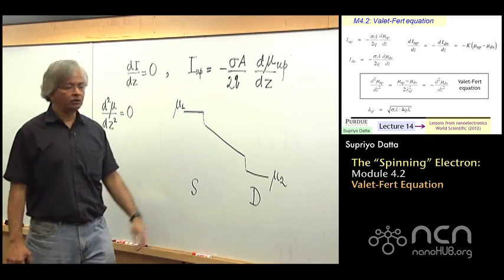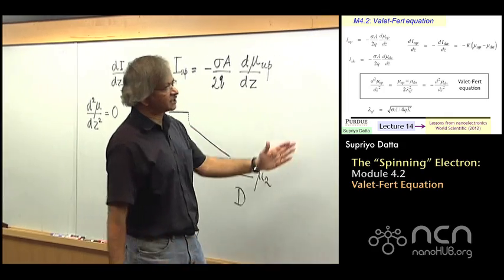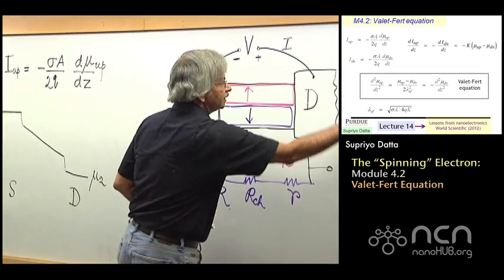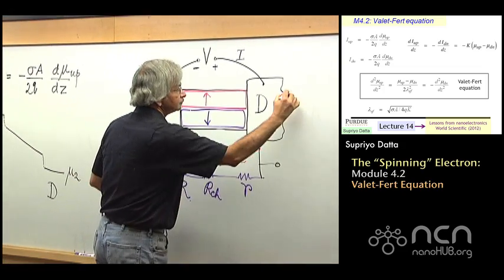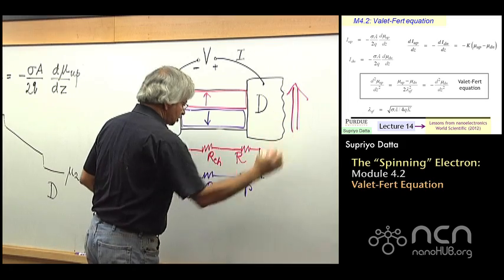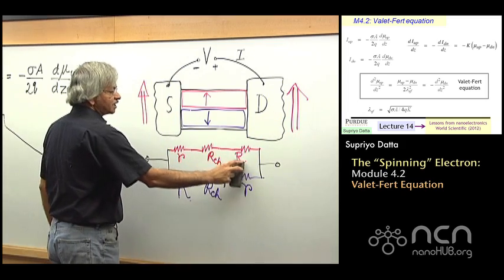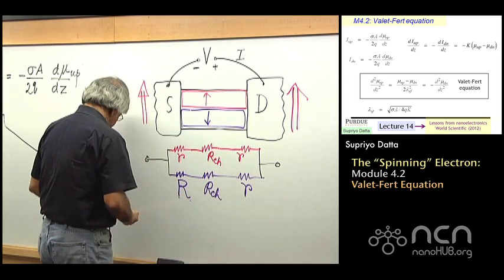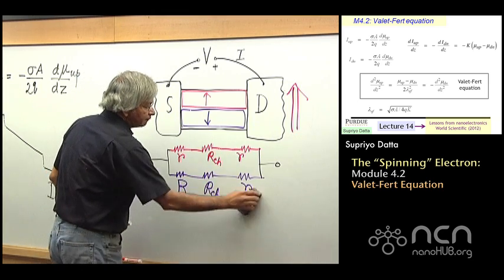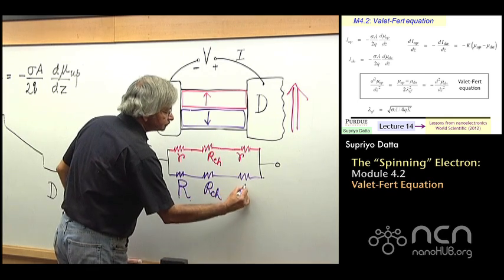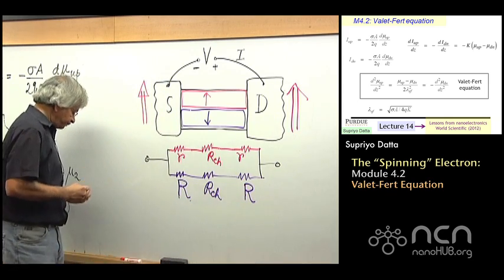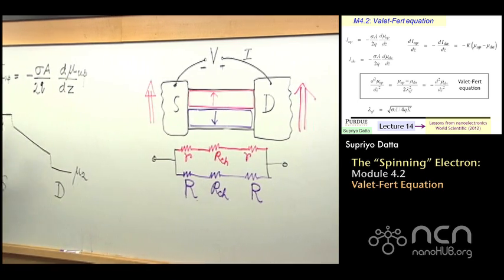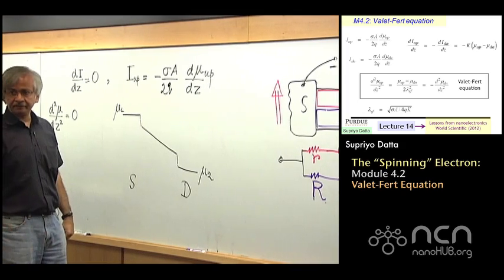That's it. Using this for the up spin channel, let us say we are discussing the parallel configuration. The parallel means this is parallel here. For the red channel you have a low resistance, and for the blue channel we have a big resistance, that's the capital R. The question is, what does the potential profile look like for the red channel and for the blue channel?